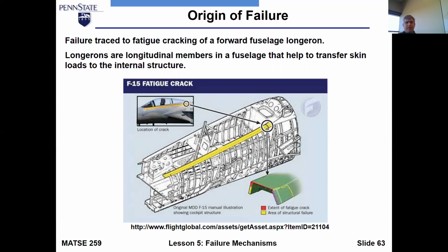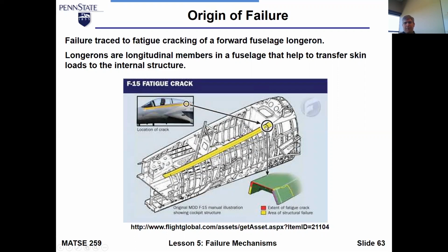But when they started really looking at it, they found fatigue cracking in what they call a longeron. This is a primary structural component. From the name longeron, they're longitudinal members, transferring skin load into the internal structure so that the plane would, for the most part, stay together. When they started failing, you can see how the load was transferred into the internal structure. It would lead to a failure. But it was a fatigue crack over time.